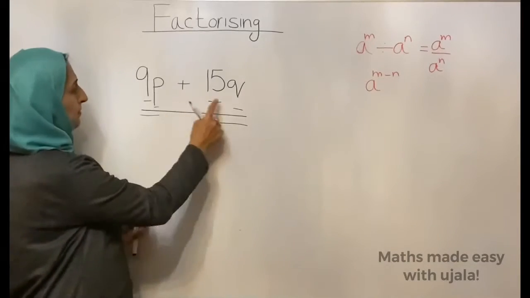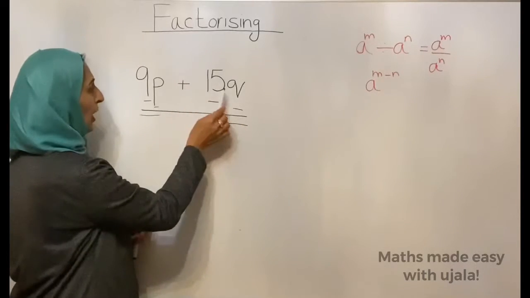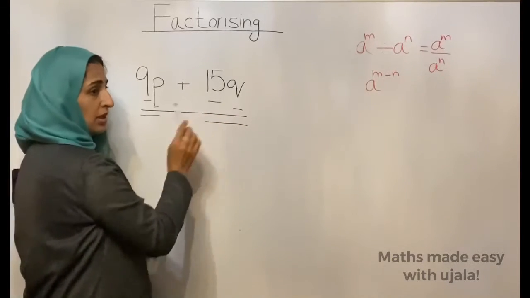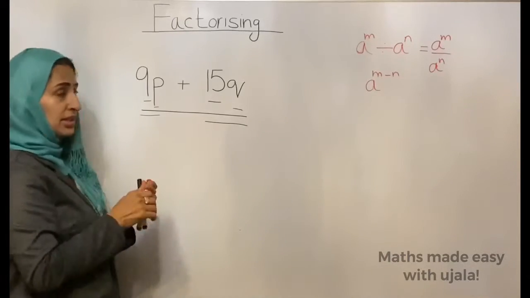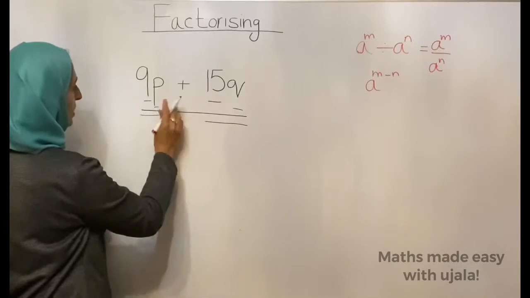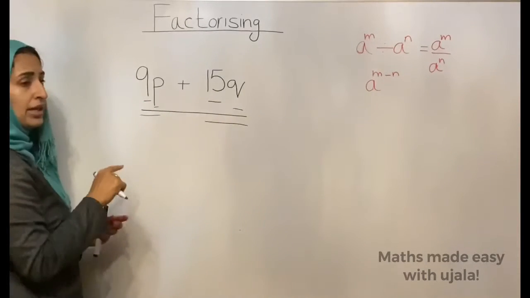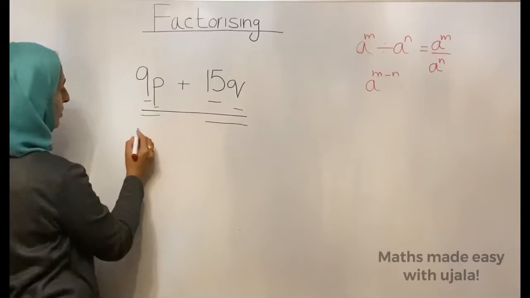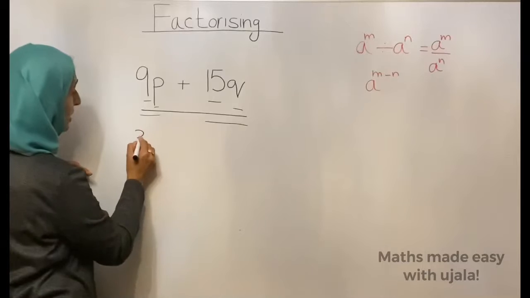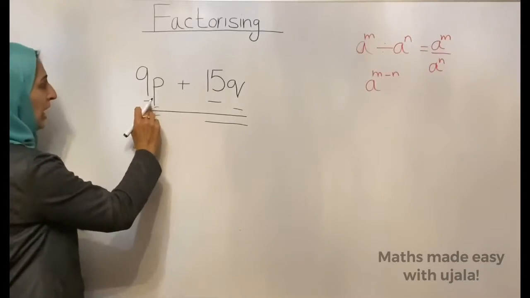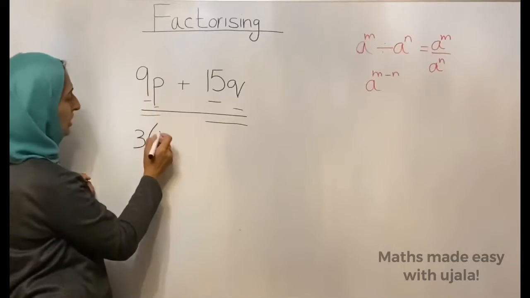For letters, there's a P, there's a Q. If we have the P in both terms, then we have to take one outside. This is called factorization. So I'm going to start with the numbers first. 9 and 15, what is the highest common factor? 3. We have to read the timetable for 9 and 15. So 3, how many times is 9? 3 times.